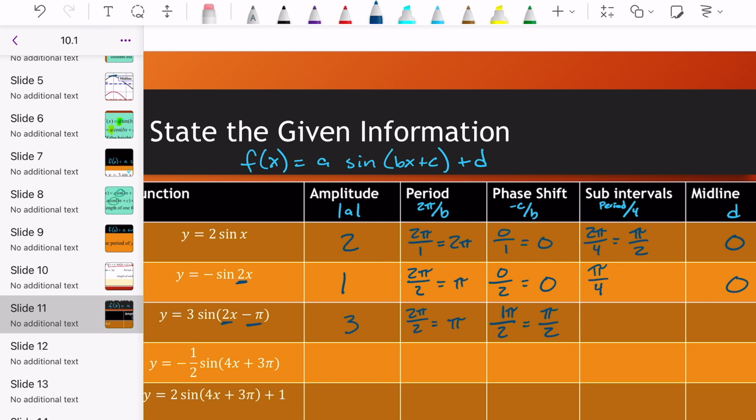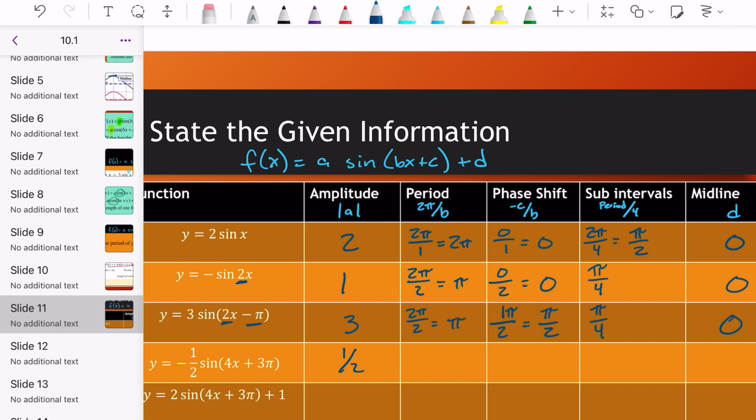Let's take a look at the subinterval. This is going to be your period, which is pi divided by 4. And our midline, notice since there is no d, would still remain at 0. Next problem, our amplitude would be 1/2.